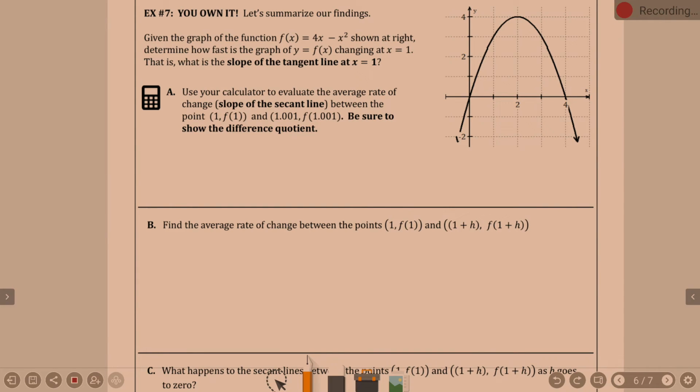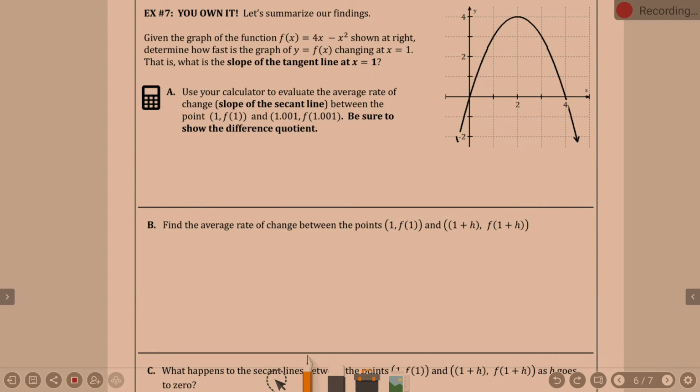You guys saw that, and I saw your grins earlier. Okay, what is this a universal symbol for? You have to use a calculator. Given the graph of the function f of x equals 4x minus x squared, shown at right, determine how fast the graph of y equals f of x is changing at x equals 1. That is, what is the slope of the tangent line at x equals 1?